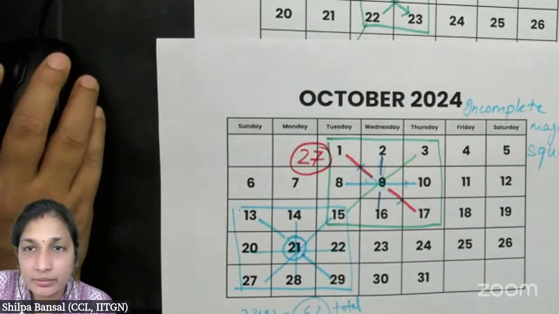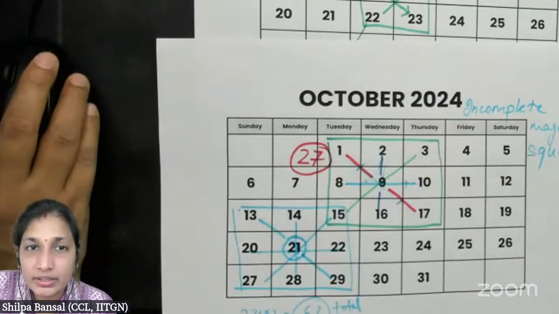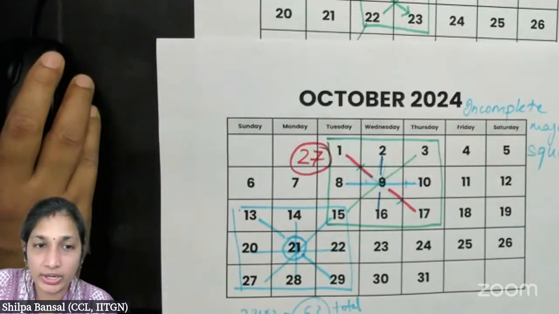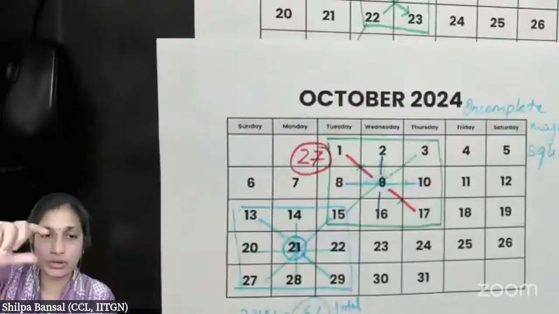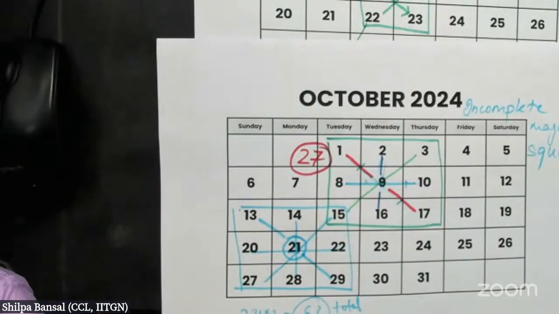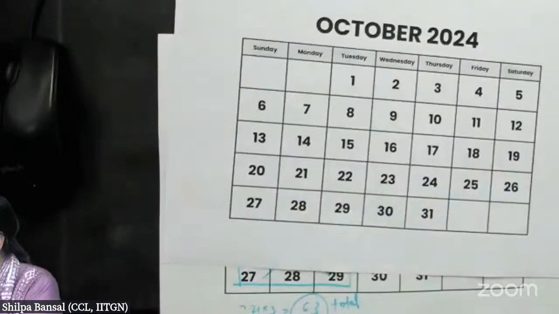Let me see some of the faces. So this, it is clear: the diagonals are all equal, which means the total is equal along the diagonals. Okay, so let's see what happens. We are taking only squares.